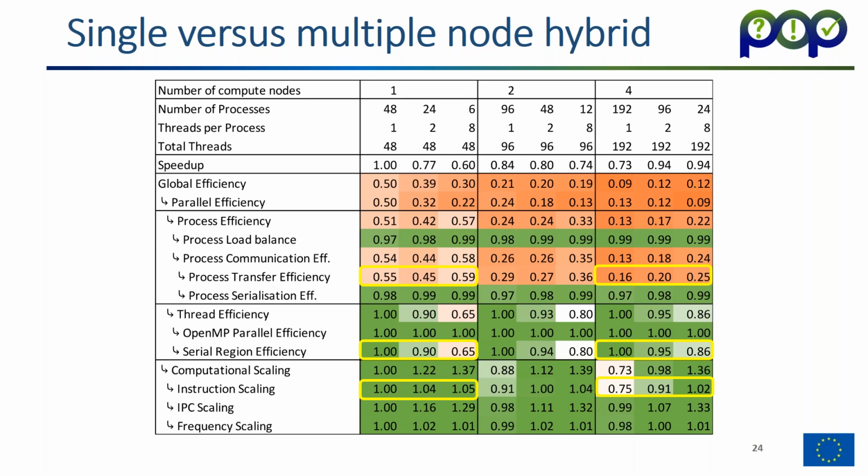And we can also use the metrics to compare single versus multiple node hybrid. So for example, I can see on 4 compute nodes that the transfer efficiency actually does improve as I increase the number of threads, although it's still always worse than on a single node. I can see on 4 compute nodes that the serial region efficiency drop isn't as bad. And I can see that on 4 compute nodes instruction scaling actually gets better as I increase the number of threads.